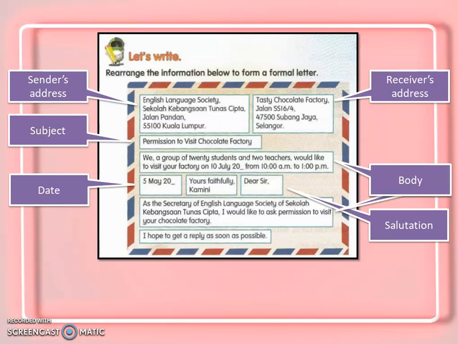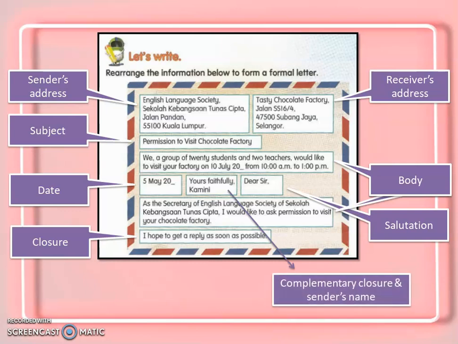Okay, there's two. Closure. What else? Complementary closure and sender's name. Right, and don't forget to sign. Okay, you sign first and then you put your name under the sign.